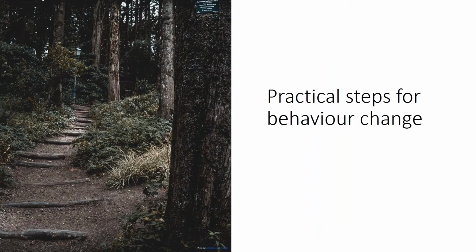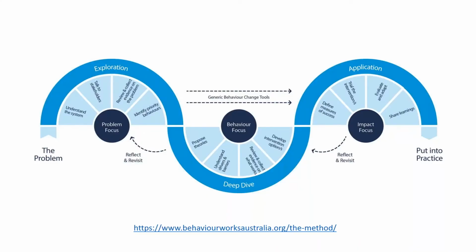Now, to go through some practical steps if you are looking to develop a behaviour change intervention for a biodiversity type behaviour. Behaviour Works use a process they call the Method. This link here will take you to the webpage, which shows you in a lot of detail each of these steps, explaining them a bit more. I'll just give you a quick overview now of how this might work in practice.